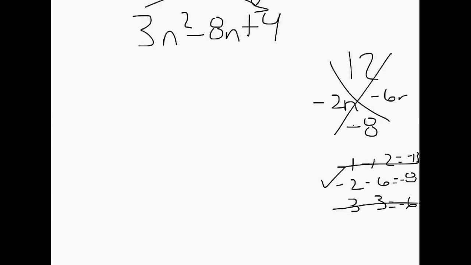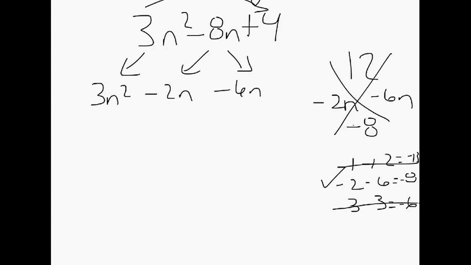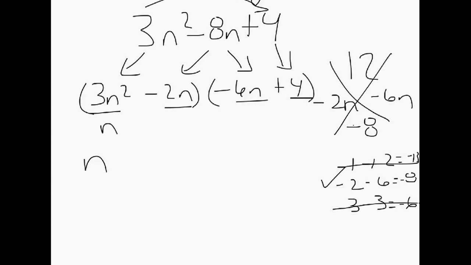Put n's beside them, because we're going to split the term. So 3n squared goes first. This gets split up between negative 2n and negative 6n, and we bring down the plus 4. That's our 4 terms that we end up with. We group. 3n squared and negative 2n have an n in common, so we pull the n out front and we divide by n. N goes into n squared and leaves you with n, so we have 3n. N's cancel. 3n minus 2.